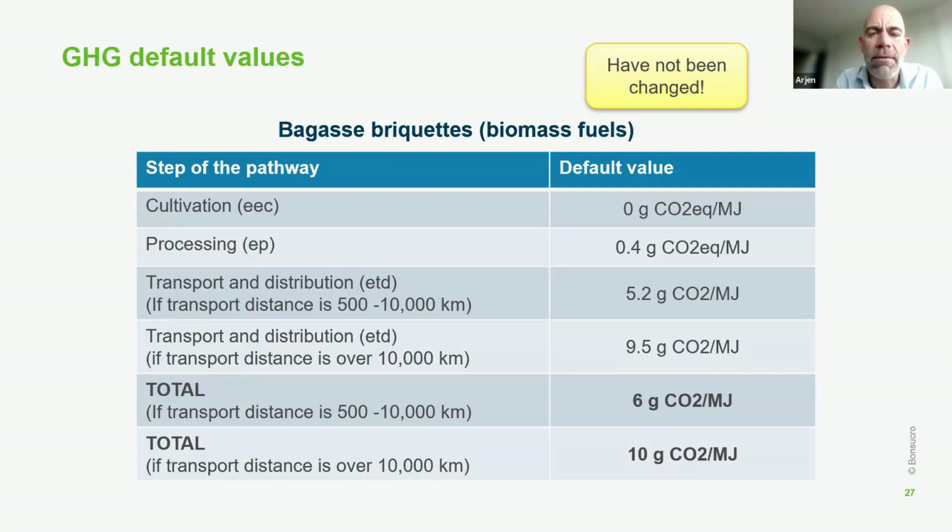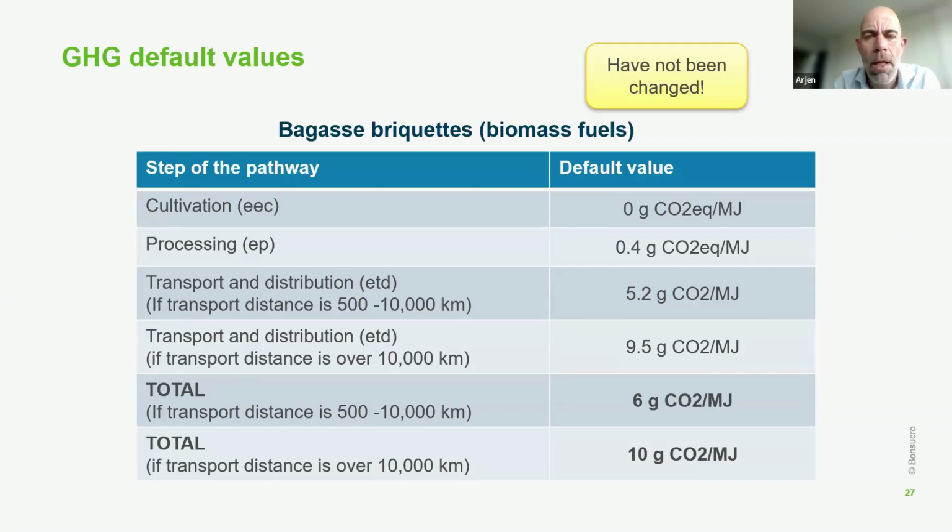The second thing is that you see that for bagasse there are two different disaggregated default values for transport and distribution. One, if the transport distance is between 500 and 10,000 kilometers, and one if the total transport distance is over 10,000 kilometers. And the consequence of those two disaggregated default values for transport and distribution also is that there are two different total default values for biomass fuels, being bagasse briquettes, which are listed in this table.